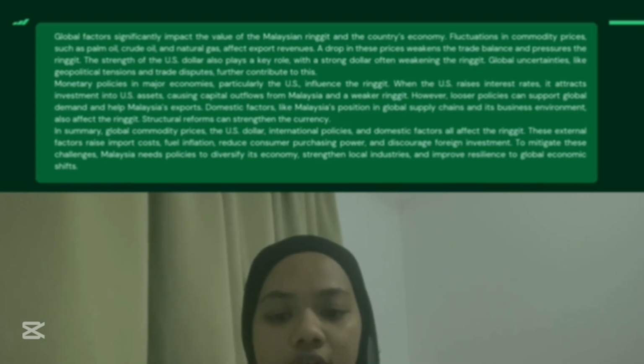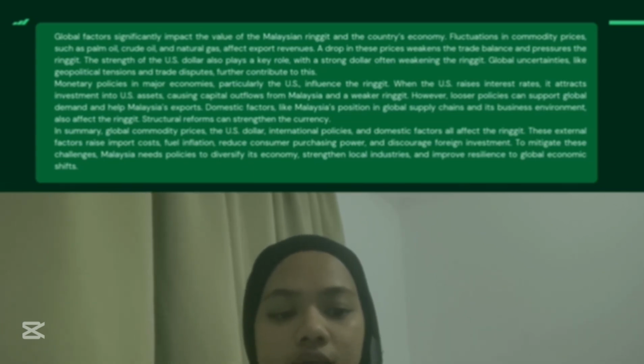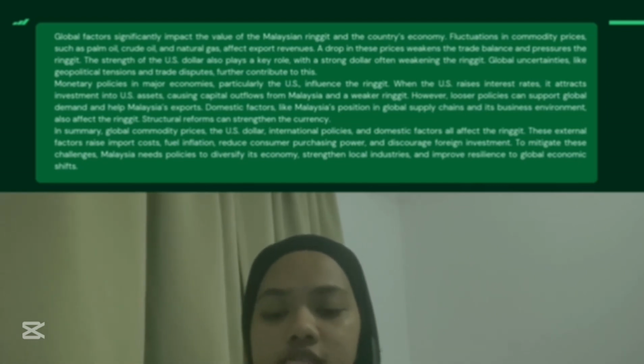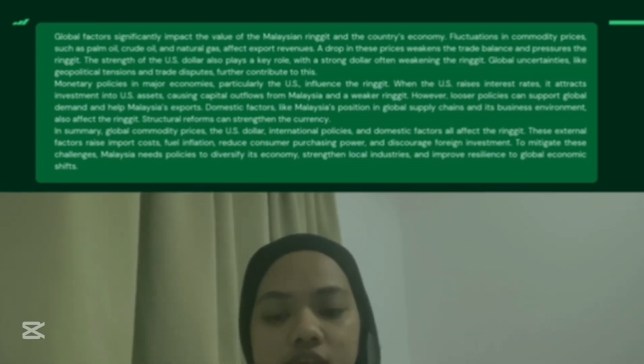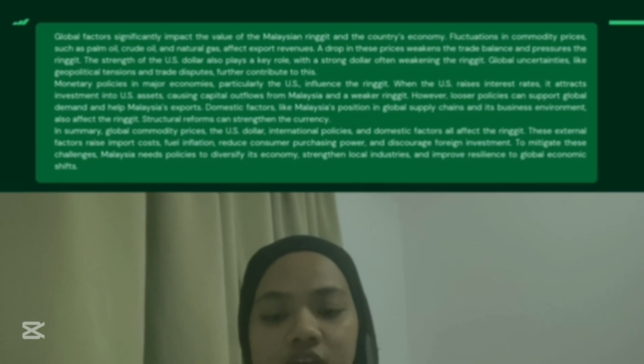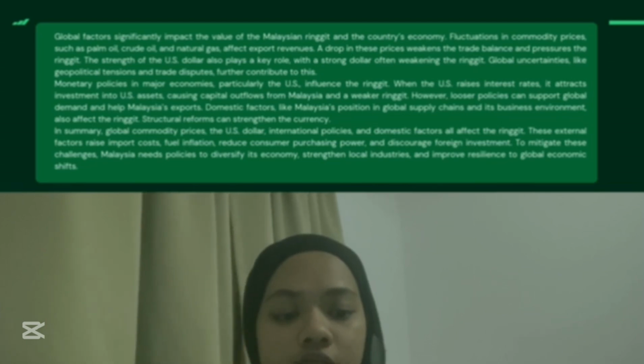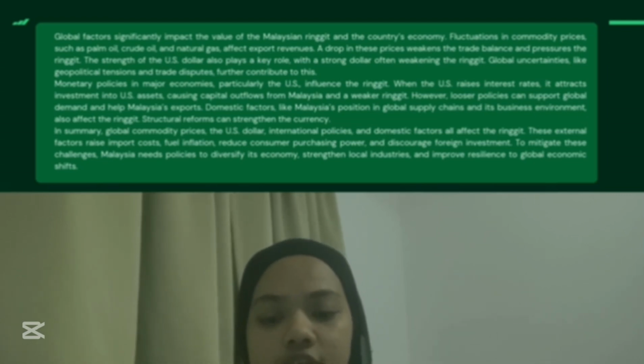The strength of the US dollar also plays a key role, with a strong dollar often weakening the ringgit. Global uncertainties like geopolitical tension and trade disputes further contribute to this. Monetary policy in major economies, particularly in the US, influences the ringgit. When the US raises interest rates, it attracts investment into US assets, causing capital outflow from Malaysia and a weaker ringgit. However, looser policies can support global demand for Malaysia's exports.